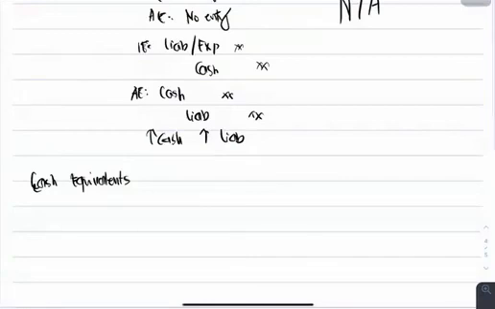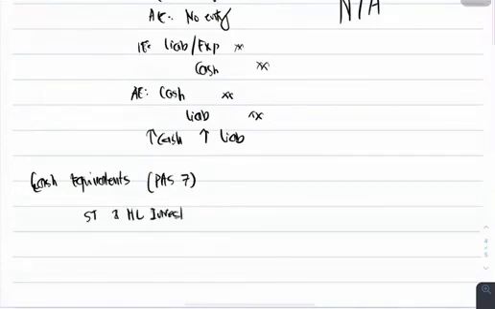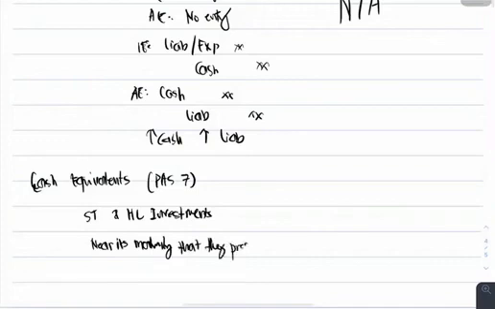So, what is a cash equivalent? A cash equivalent is defined under PAS 7. And the definition states that these are short-term, highly liquid investments that are readily convertible to a known amount of cash and so near their maturity that they present insignificant risk of changes in value because of changes in interest rates.